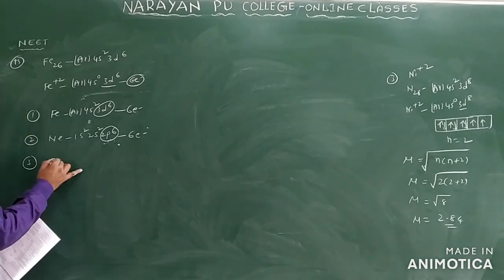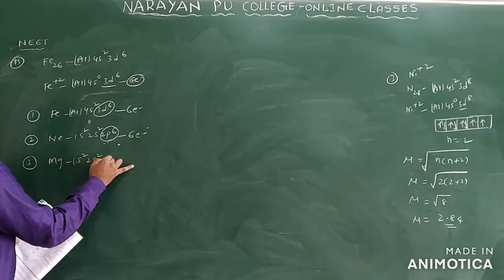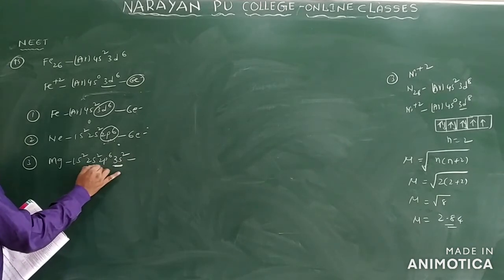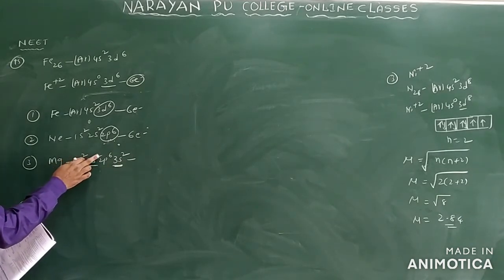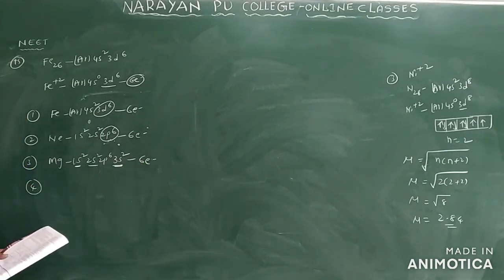Third option you can see. S electrons in magnesium. Magnesium you will write 1s2, 2s2, 2p6, 3s2. S electrons: here s is there, here s is there, here s is there. 2 plus 2, 4. 4 plus 2, 6 electrons are there. This is the fourth option we have. What is the fourth option?